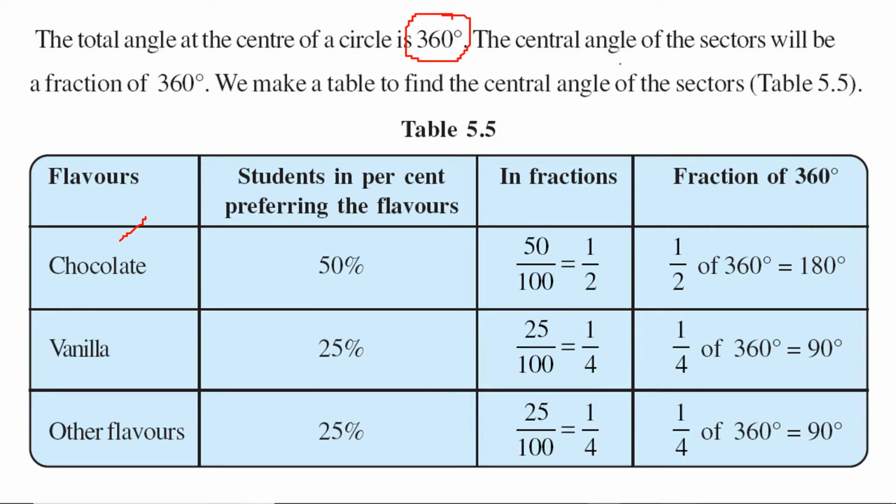The central angle of the sector will be a fraction of 360 degrees. So we will try to make a table to find the central angle of the sectors like this. These are chocolate: 50% of the students like this flavor. So this is 50 by 100, which is half, and this half is simply half into 360.